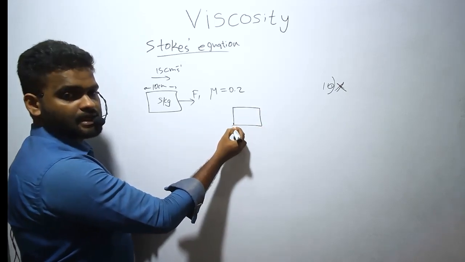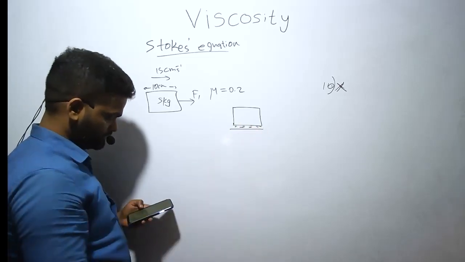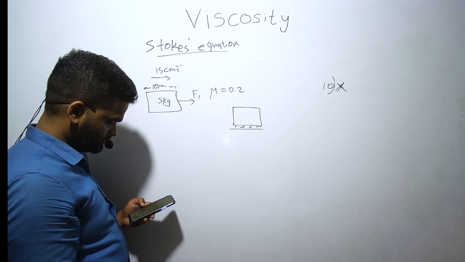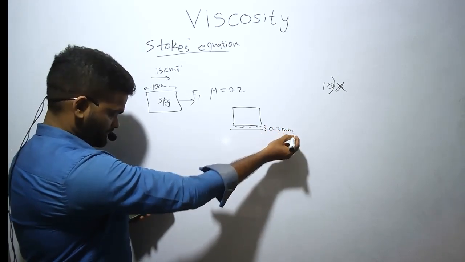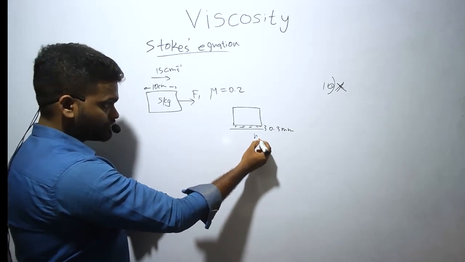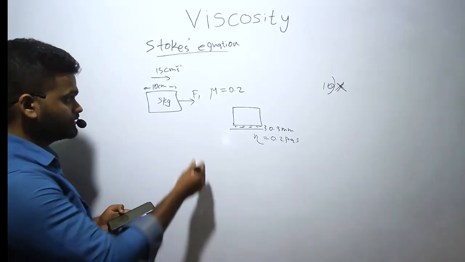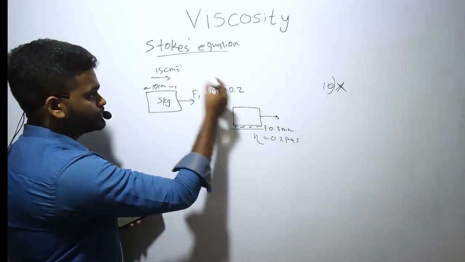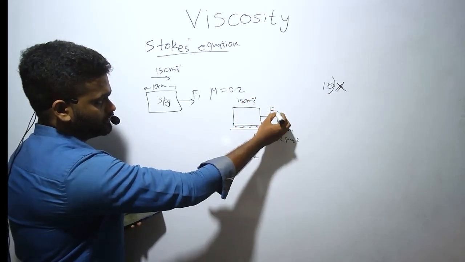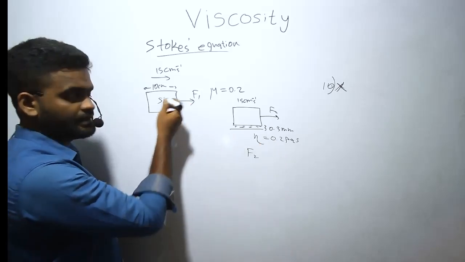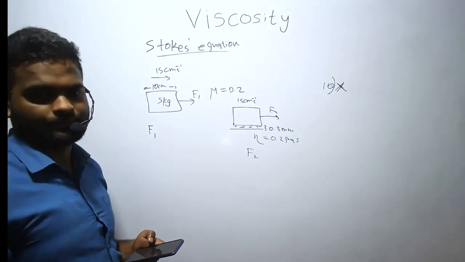Then the same thing is done after applying a liquid layer. Thickness is given 0.3 millimeters and the viscous coefficient is 0.2 Pascal seconds. Here, in order for this to happen, the force required is F2, right? Here F1. So you just have to calculate F1 and F2 and then get the ratio.